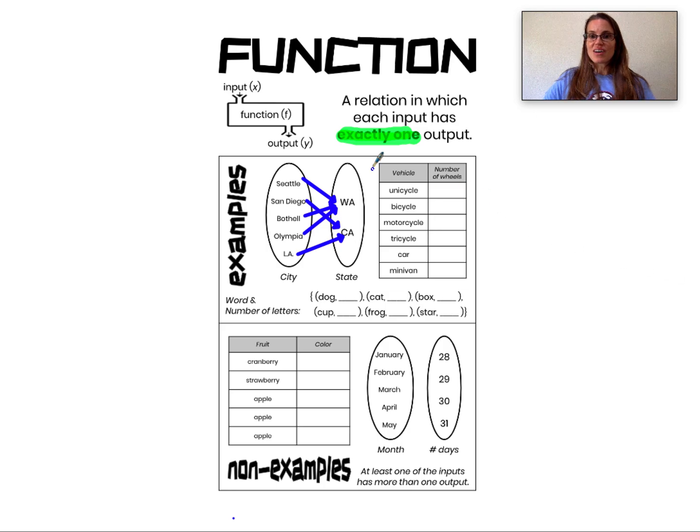Next example of a non-math function. And you're just going to have to not argue with me with this table, just take this one as reality. That every unicycle has one wheel. Every bicycle has two, just don't argue with me, it's just true. Every bicycle has two. Every motorcycle has two wheels. Every tricycle has three. Every car has four. And every minivan has four wheels.